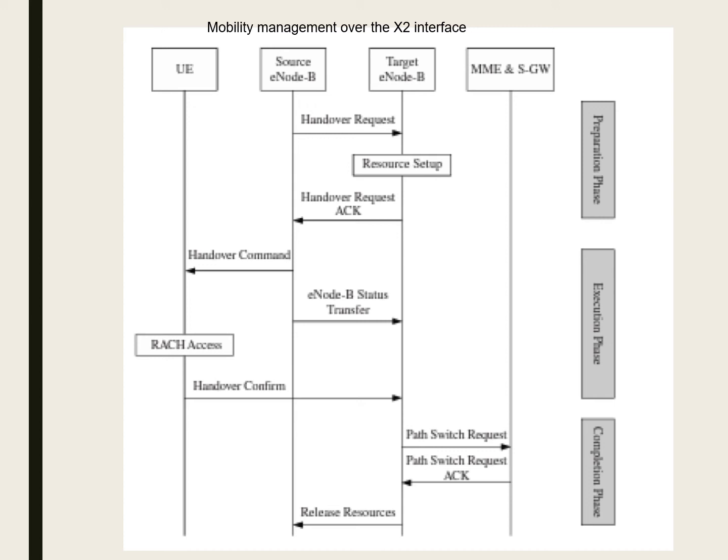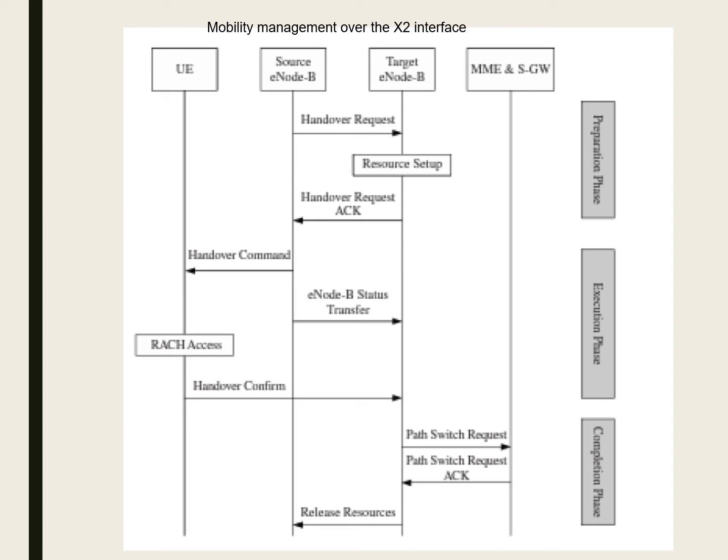You can make out very clearly that there is a single mobility management entity along with the serving gateway, which will be involved in handing over the signal between the target eNode and the source eNode. Starting, the source eNode sends a handover request to the target eNode.